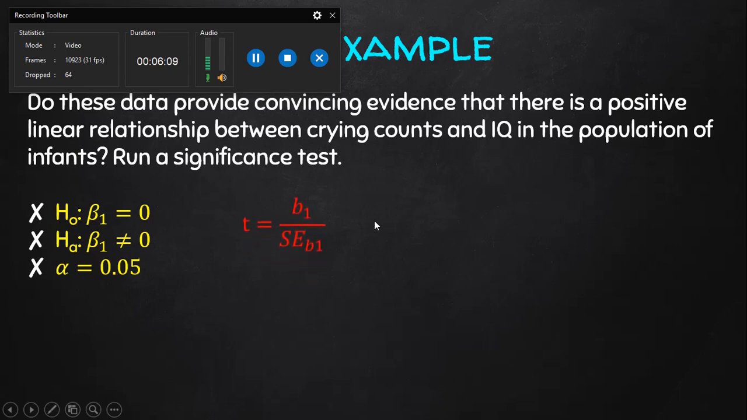So I'm going to start with my formula. Notice it's a t-test. We're going to put the slope in the numerator and the standard error in the denominator. You can go back to the Minitab output on the previous slide, or you can look in your packet. We're just going to sub in the values they provided us. So there's my slope and my standard error.